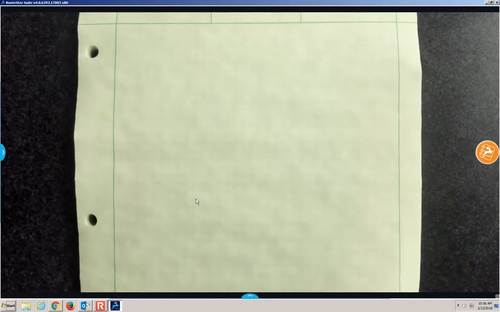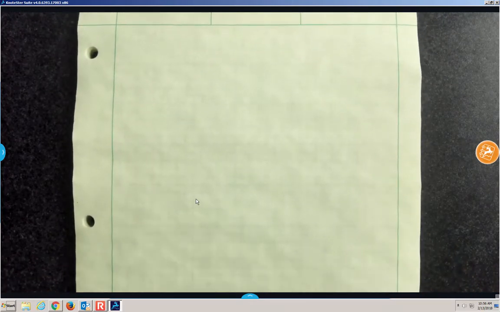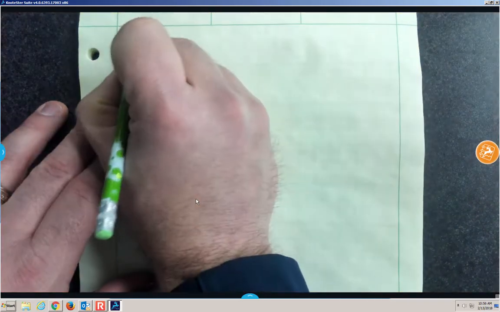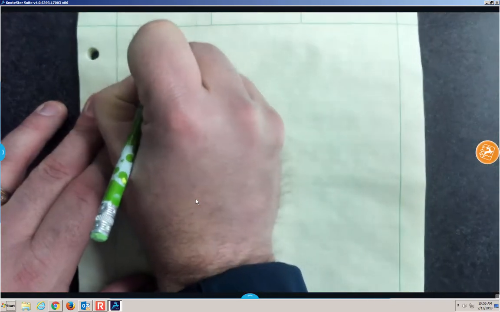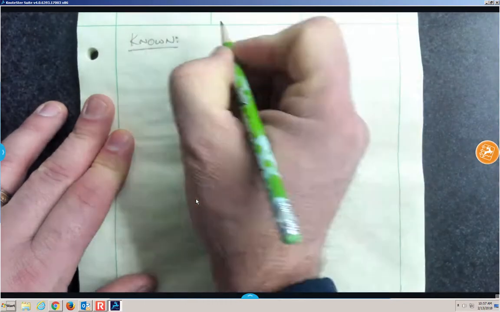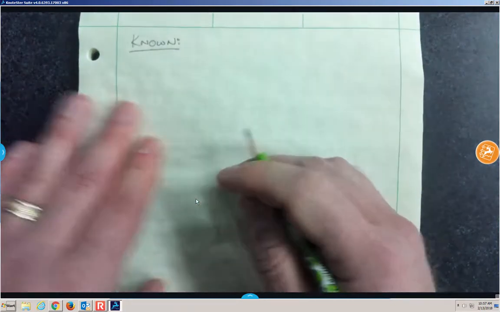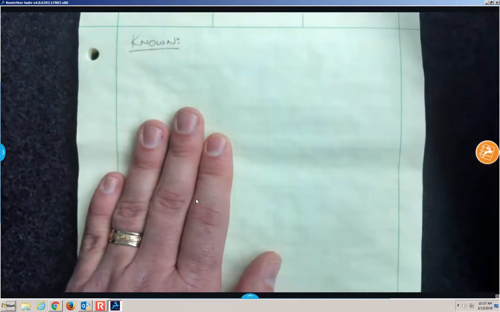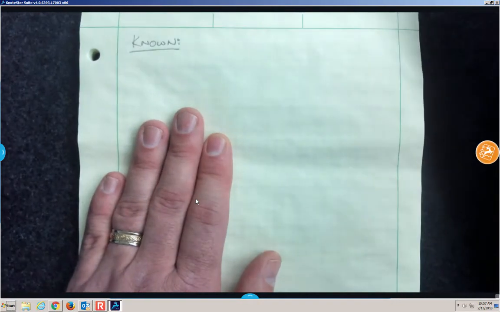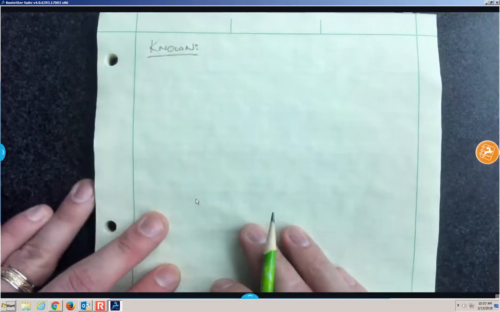All right. So let's do an example problem here. I always start with what I know. Well, I'm going to have to adjust the camera here. Hang on for a second. There we go. All right.